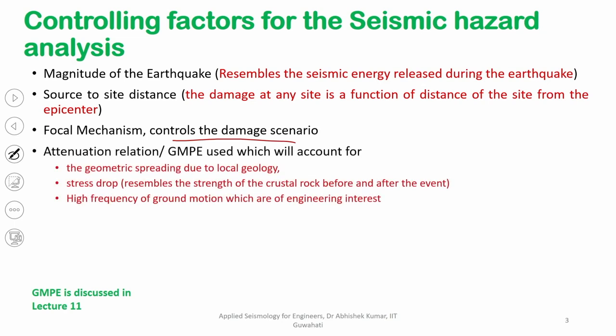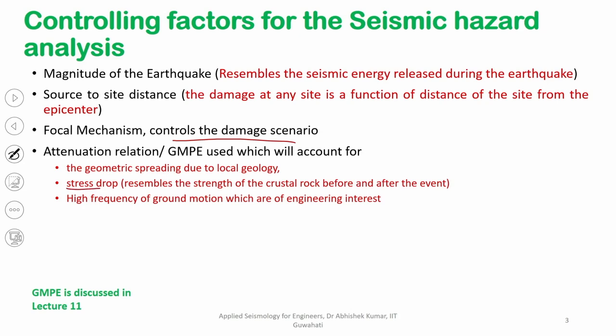So, the attenuation relation generally will also take into account the geometric spreading, as we have discussed in our lecture related to attenuation relation or ground motion prediction equation, that propagation path effect will be taken into account. Before and after an earthquake, how much is the stress drop, that will also be taken into account.